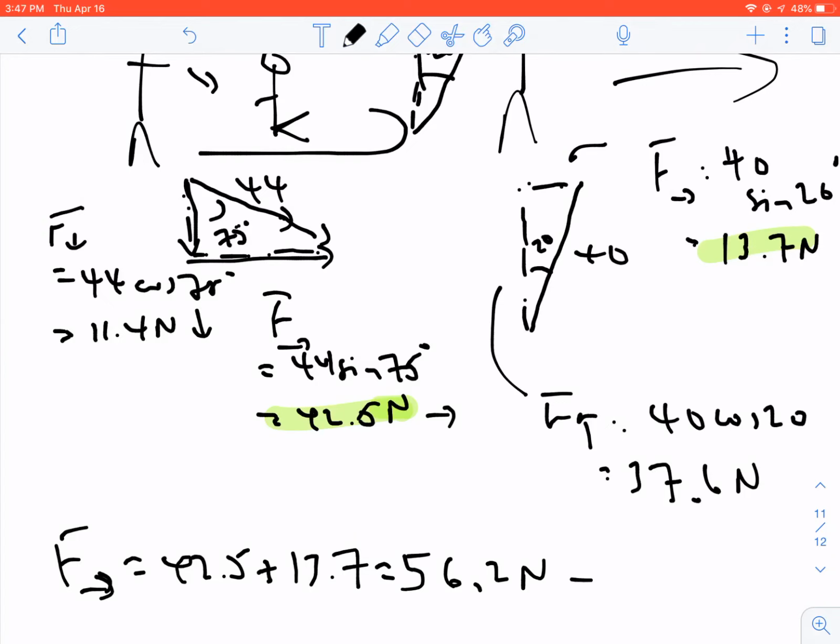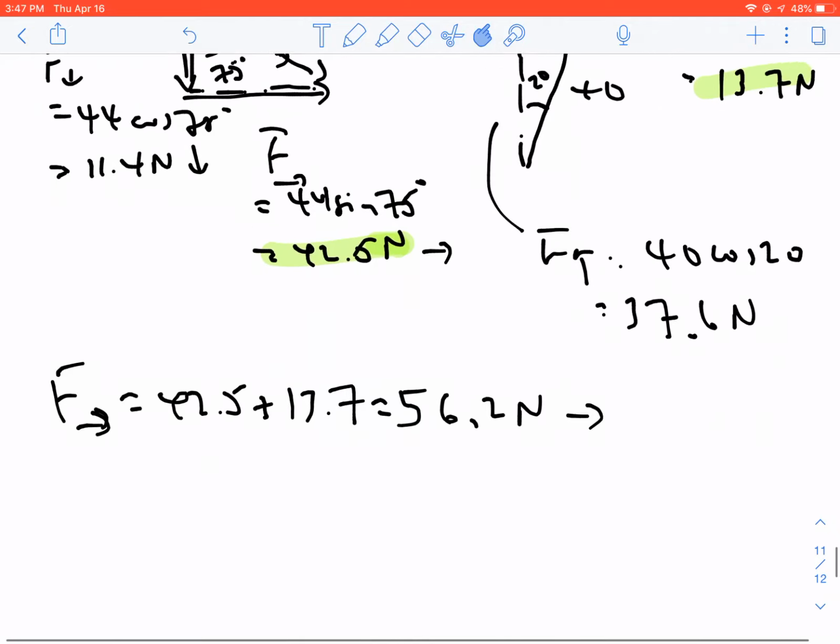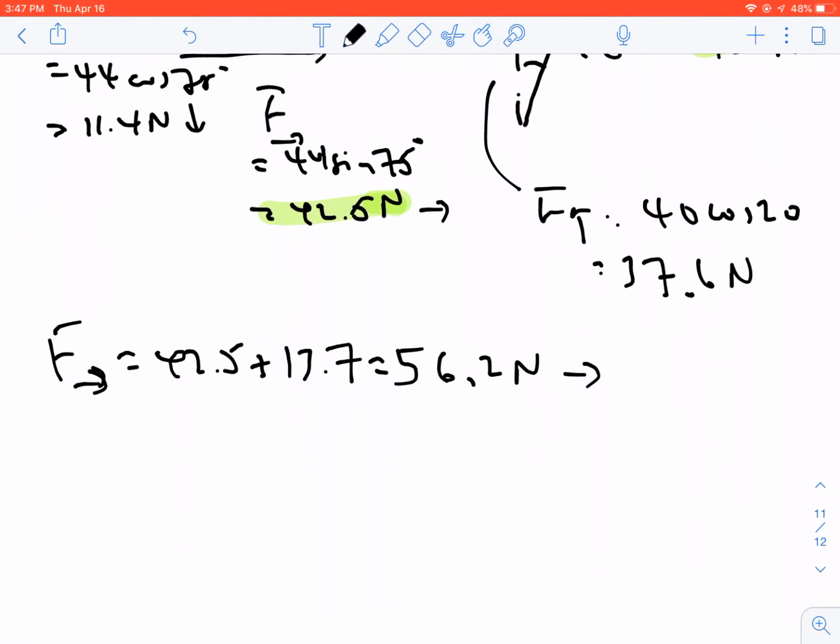56.2 newtons that way. And I know the mass of the toboggan. This is the total or net force acting, because all of my up-downs are canceled. The toboggan isn't going up or down, which means there is no net vertical force. I only have a net horizontal force, so the net of all the forces is that horizontal piece, which is the 56.2 newtons.